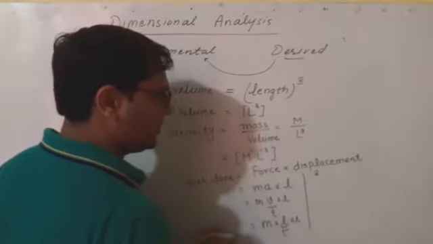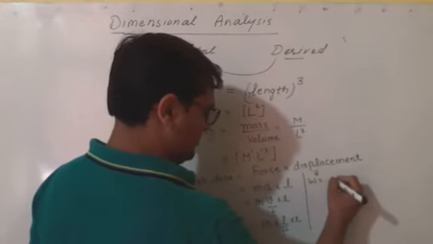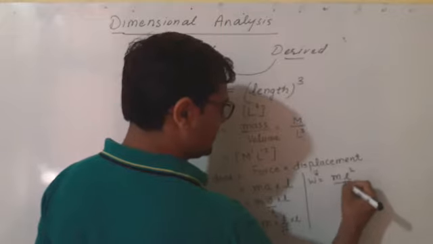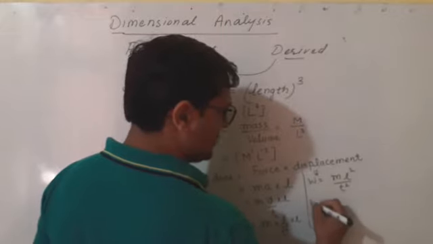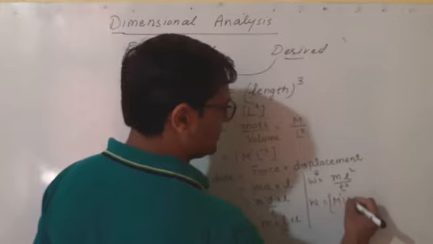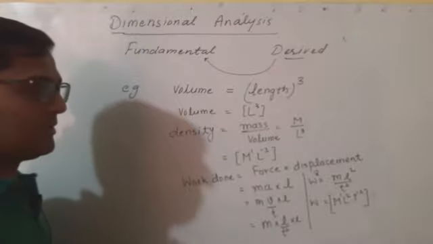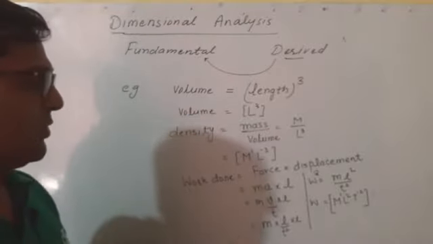So overall, work done is equal to mass into L square by t square. So I have a dimension formula for work done equal to M1 L2 T minus 2. This is the dimension formula for work done.